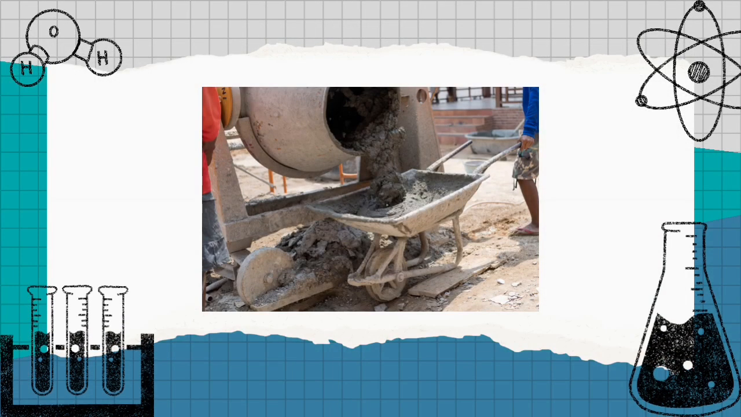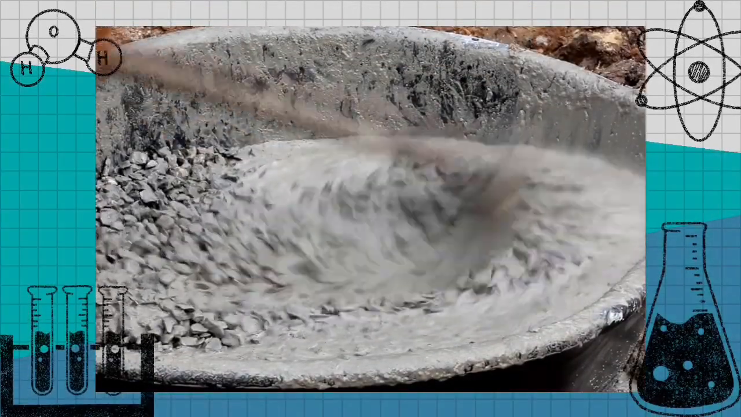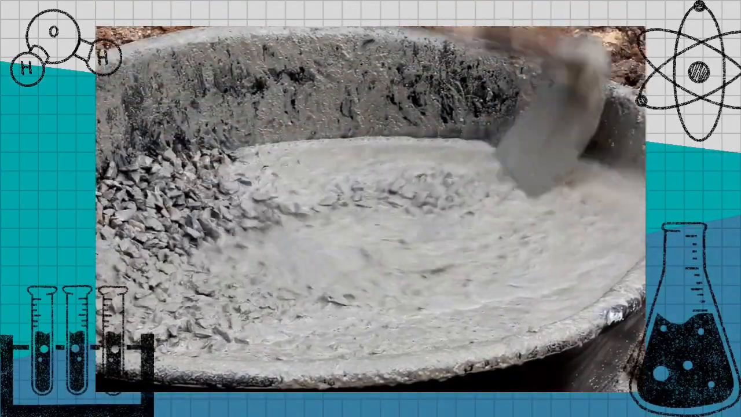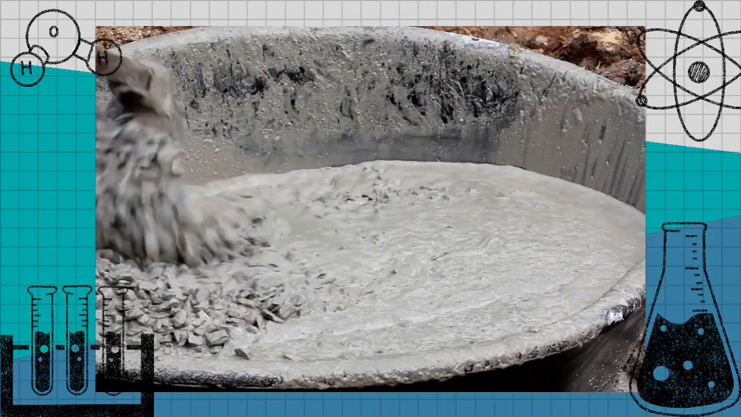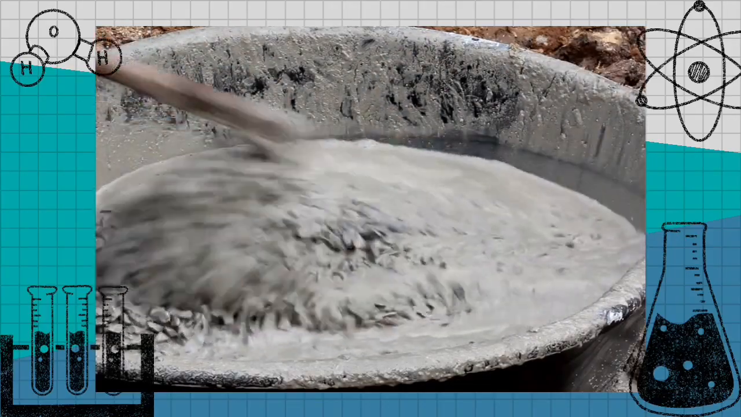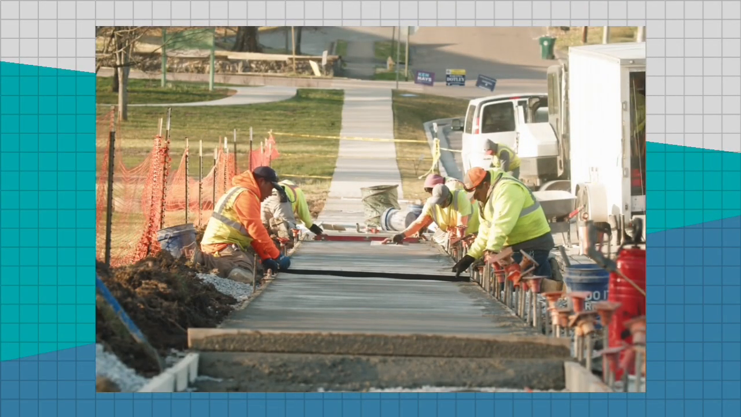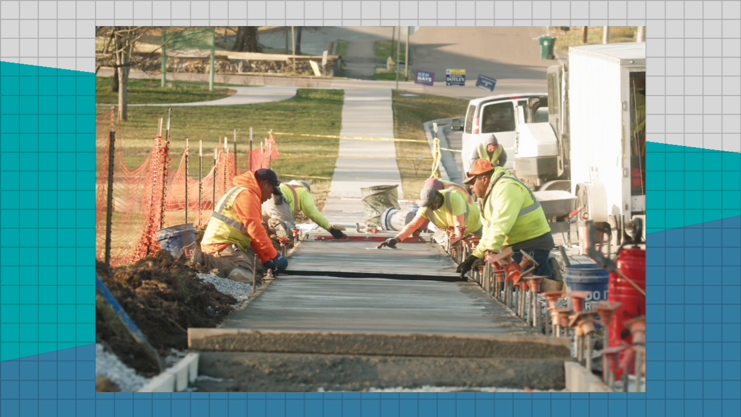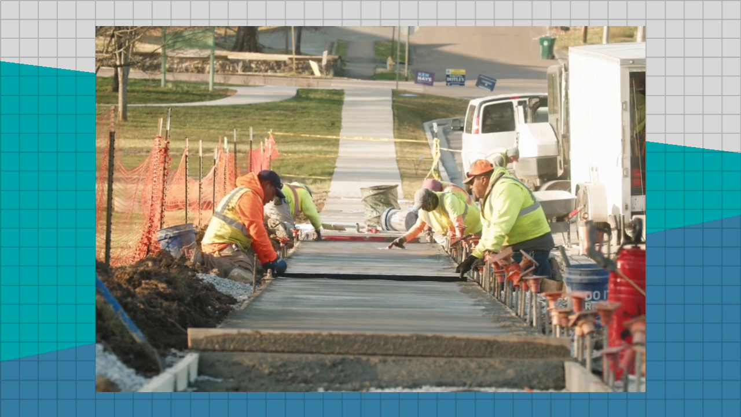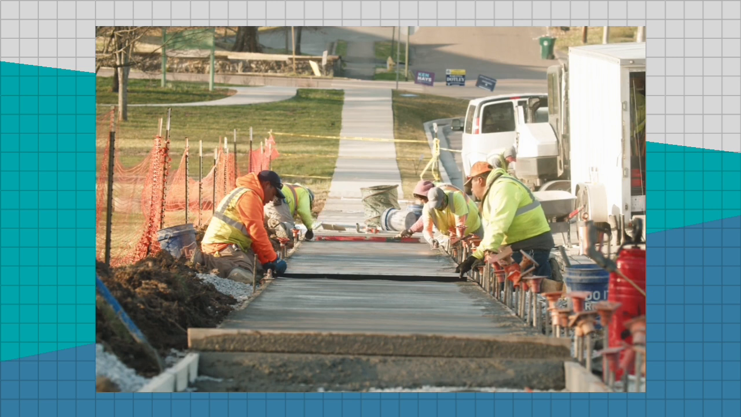Alright, let's proceed to this next picture. How do construction workers ensure the right ratio of water, gravel, and cement to make sturdy concrete? By combining the exact amount of cement, sand, gravel, and water to make concrete. Construction workers know the exact combination of these materials that will come up with the right consistency of concrete.